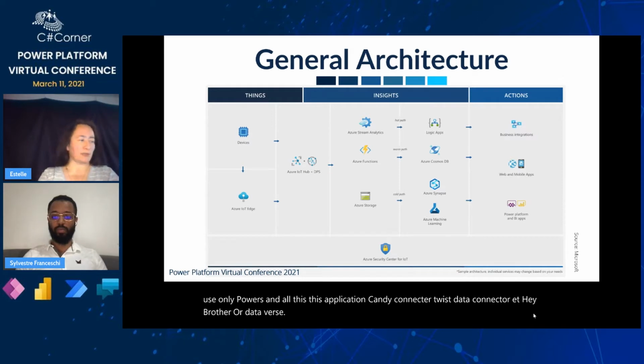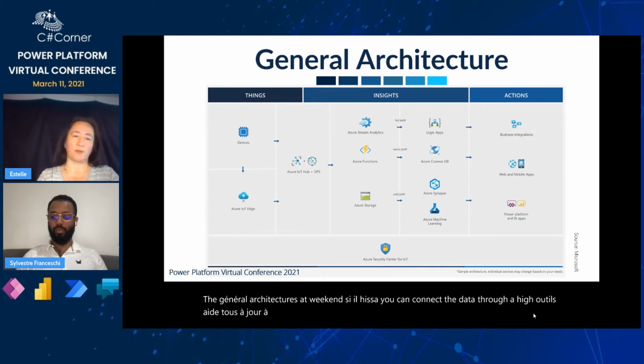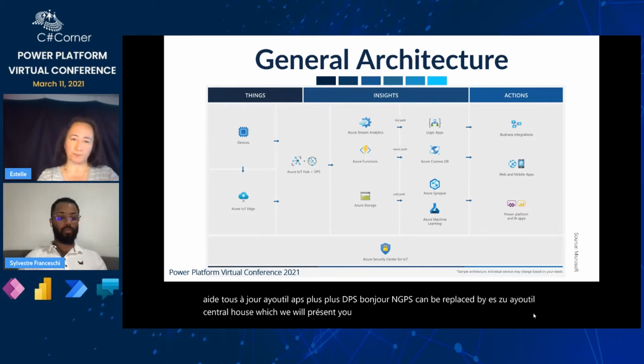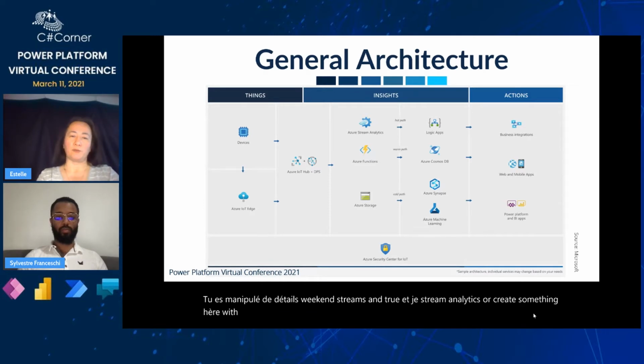The general architecture that we can see here is: you can connect devices or data through Azure IoT Edge to Azure IoT Hub plus DPS. Azure IoT Hub and DPS can be replaced by Azure IoT Central, which we will present later in this presentation. To manipulate the data, we can stream it through Azure Stream Analytics or create triggers with Azure Functions, and we can also store it directly in Azure Storage or Cosmos DB.